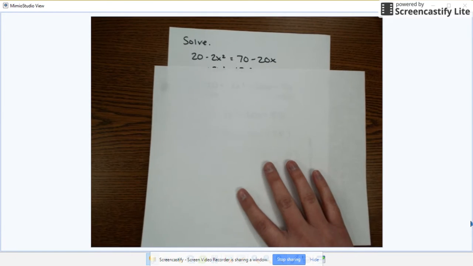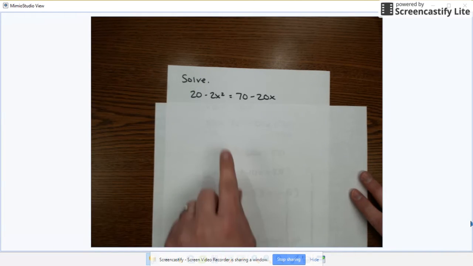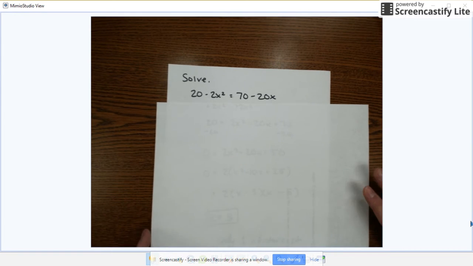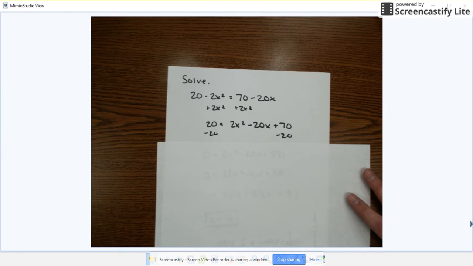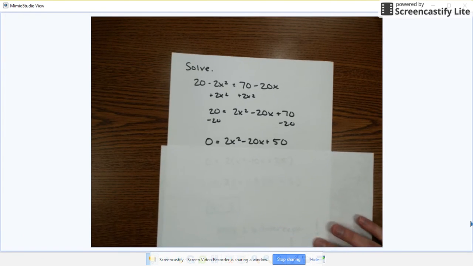And last, here is another example. So again, write this in standard form or set it equal to 0. So I'm going to add this 2x squared to the other side so that it's no longer negative. So we have 20 equals 2x squared minus 20x plus 70. I just rearranged those two. And then subtract the 20 that's on the left side. So we get 2x squared minus 20x plus 50.